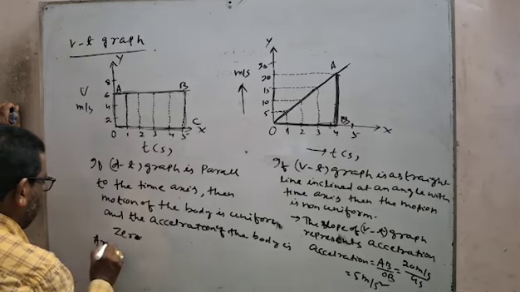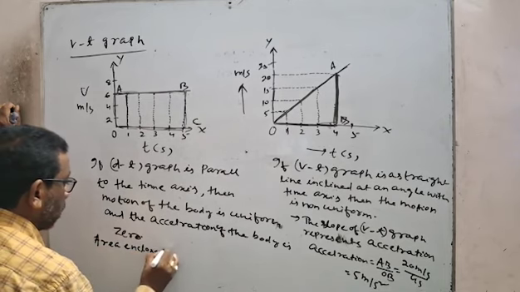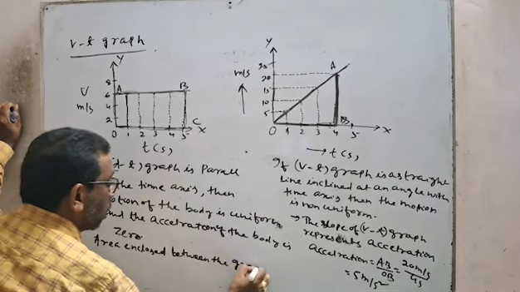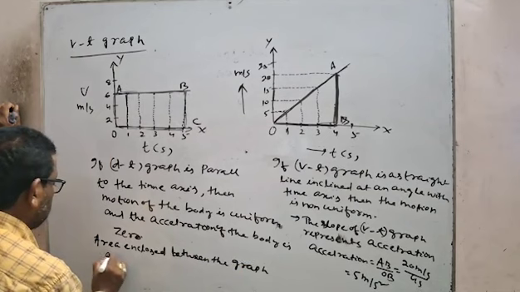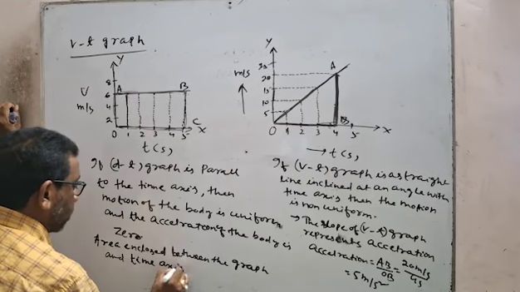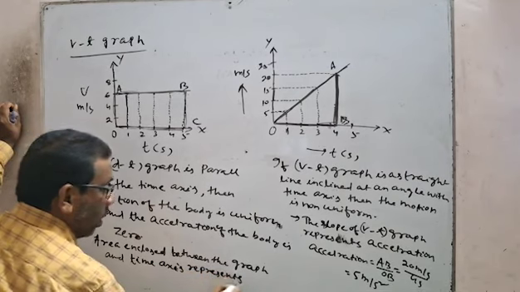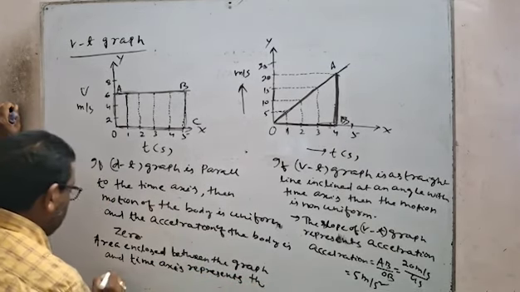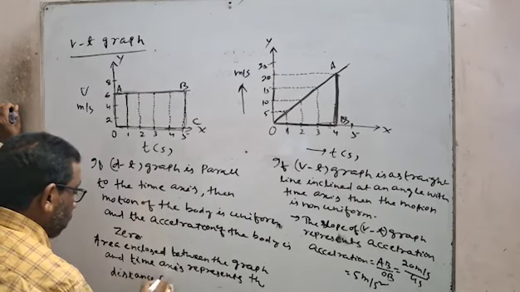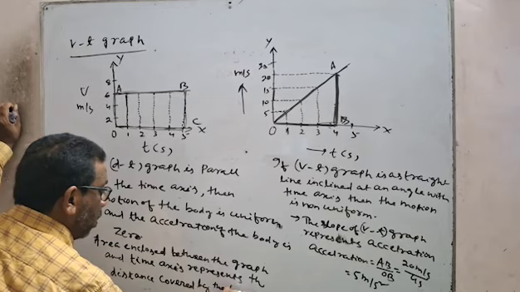Area enclosed between the graph and time axis represents the distance covered by the body.